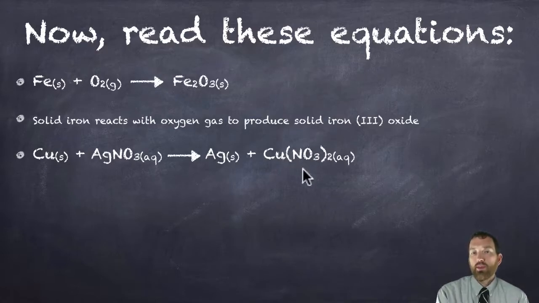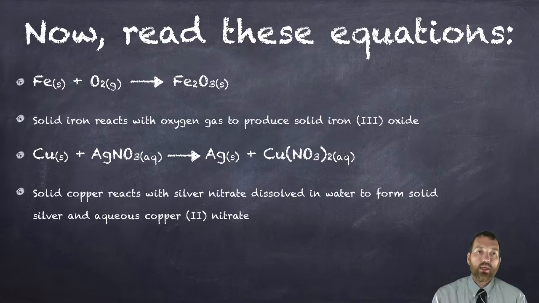So NO3 is a polyatomic ion. This is nitrate, and it's on table E. And if you look it up, you'll see it's a -1. So I have 2 -1s here. This little 2 means I have 2 nitrates. So that's a -2 on this half of the formula unit, which means this side needs to be +2. So that means I'm dealing with copper 2 nitrate. So once again, solid copper reacts with silver nitrate dissolved in water, or aqueous silver nitrate, to form solid silver and aqueous copper 2 nitrate.